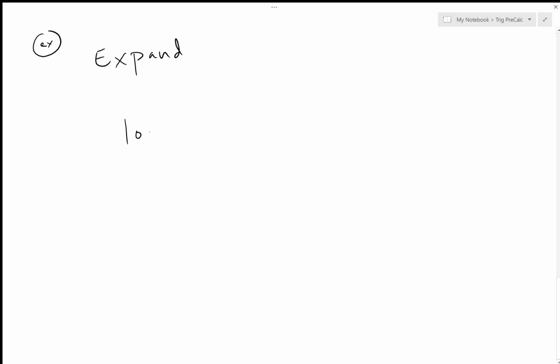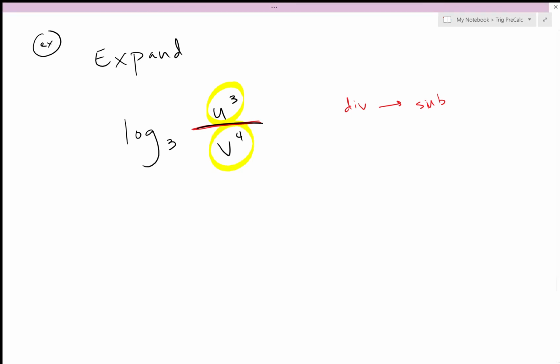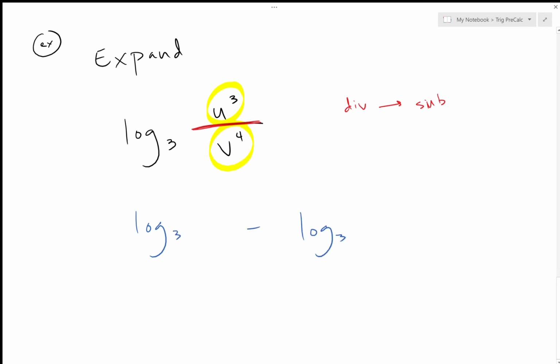The first one is log base 3 of u to the 3 over v to the 4. A couple things going on here. The first thing I see is division, and remember, division becomes subtraction. It's made of two pieces: I've got the piece on the top and the piece on the bottom. There's multiple ways you can do this, but I'm going to write those out now. The top is u to the 3. The bottom is v to the 4, because division becomes subtraction, that subtraction symbol.